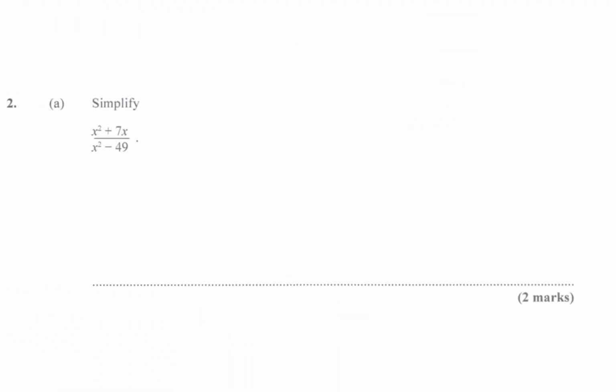Guys, we're looking at question 2a, which says that we should simplify x squared plus 7x over x squared minus 49. In order to simplify this, we're going to start with the numerator. So we're going to factor out the highest common factor of x squared and 7x, and that's going to be x. So if we factor x out, we're going to get x plus 7.